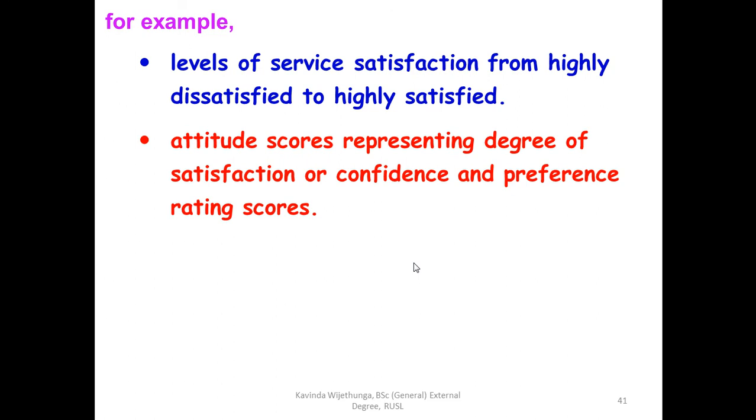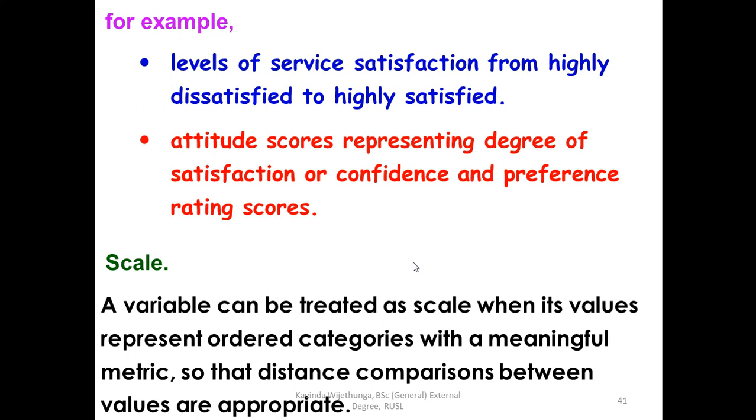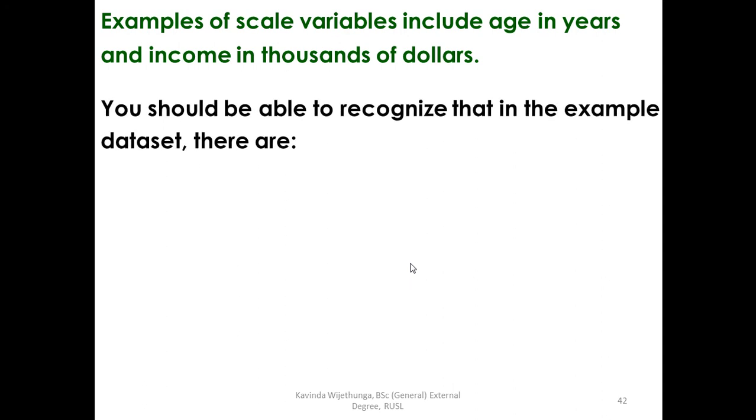Attitude scores represent the degree of satisfaction or confidence, and preference rating scores, right? Scale measures are interval and ratio scales, right? A variable can be treated as scale when its values represent ordered categories with a meaningful metric, so distance comparisons between values are appropriate. Examples of scale variables include age in years and income in thousands of dollars. Likewise, these are the ratio scales and interval scales. Under those things you can categorize the scale measurements.